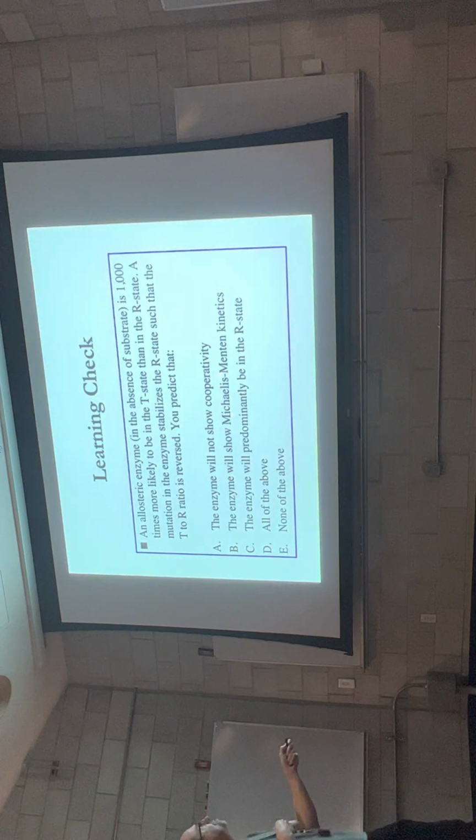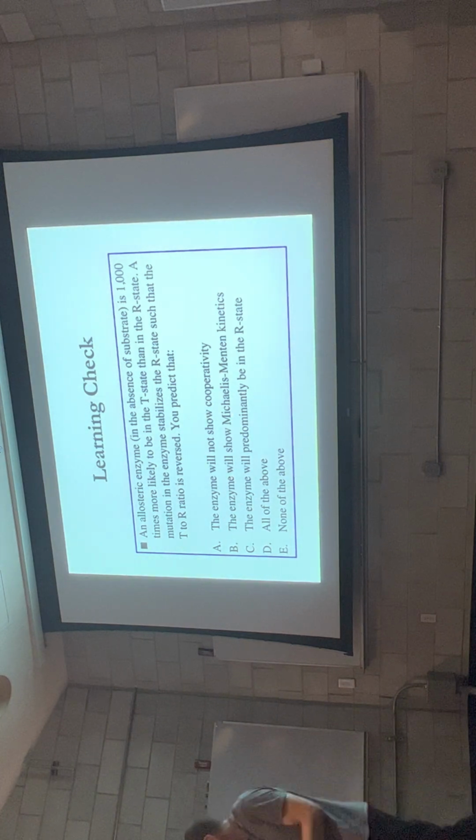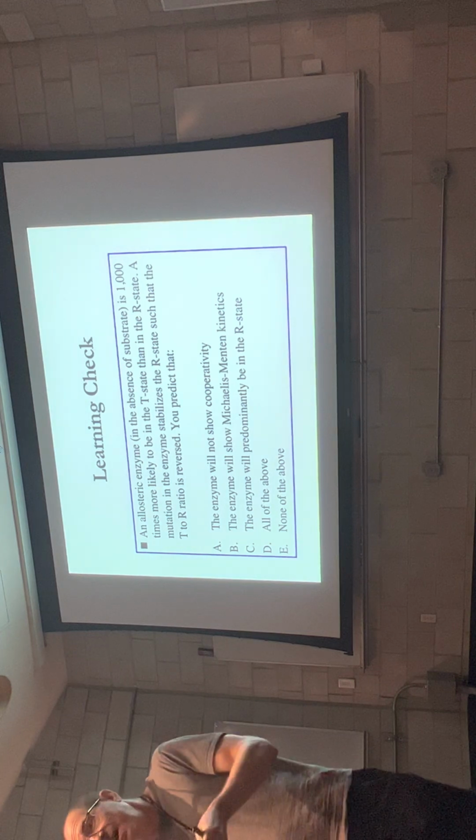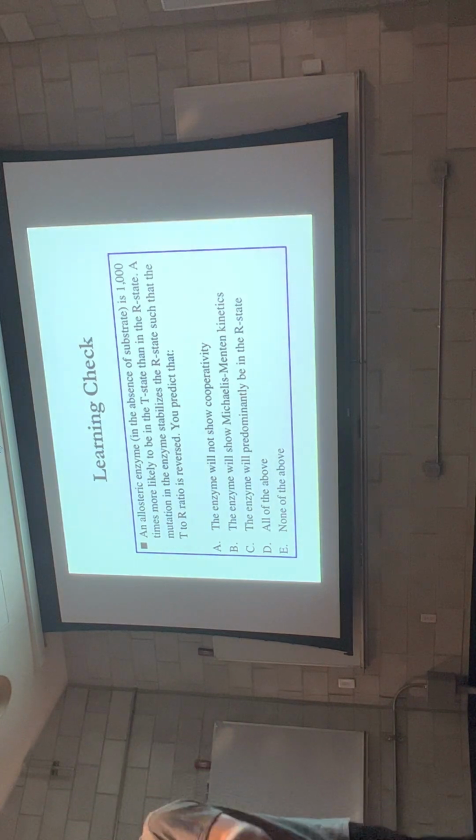Then we go, the enzyme will show Michaelis-Menten kinetics. Why do you think that's true, Leah? Because if we're not showing cooperativity, it's going to be a Michaelis-Menten curve. Yeah, that's very lovely the way she said that. She said if it's not showing cooperative ligand binding, then it will obey the Michaelis-Menten model.